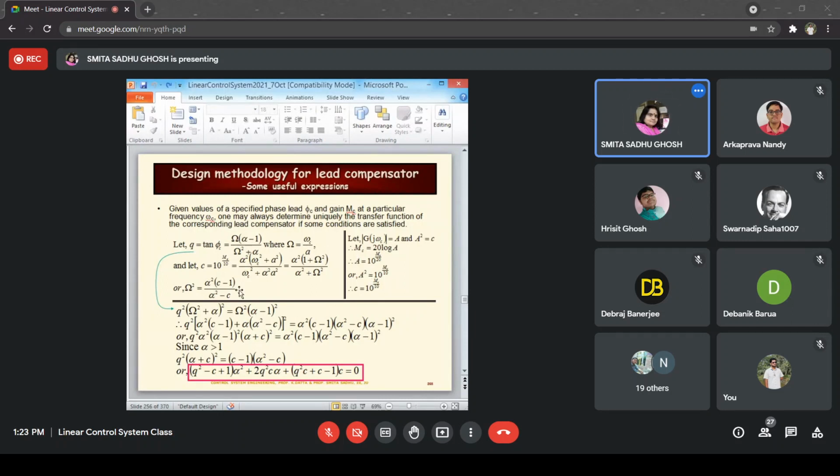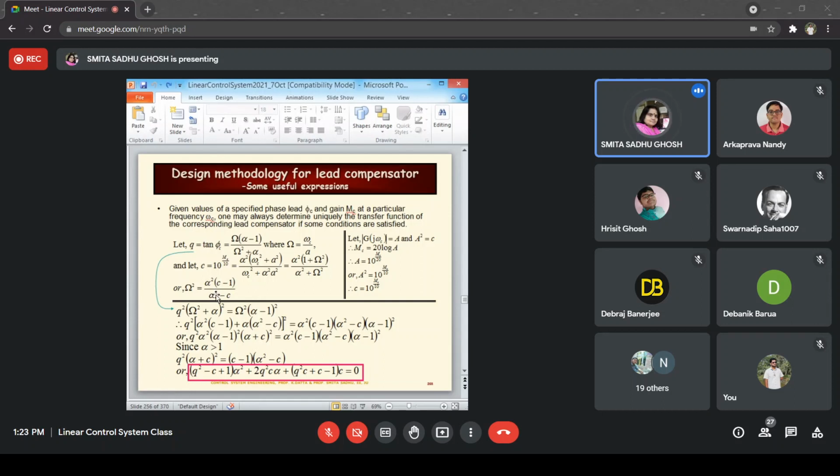Here, capital omega has been substituted wherever we have omega c by a, and it has been written in this form. From here directly, collecting terms containing omega square and then dividing, we arrive at this: capital omega square is equal to alpha square whole into C minus 1, by alpha square minus C. This comes directly from there. So this is one of the expressions.